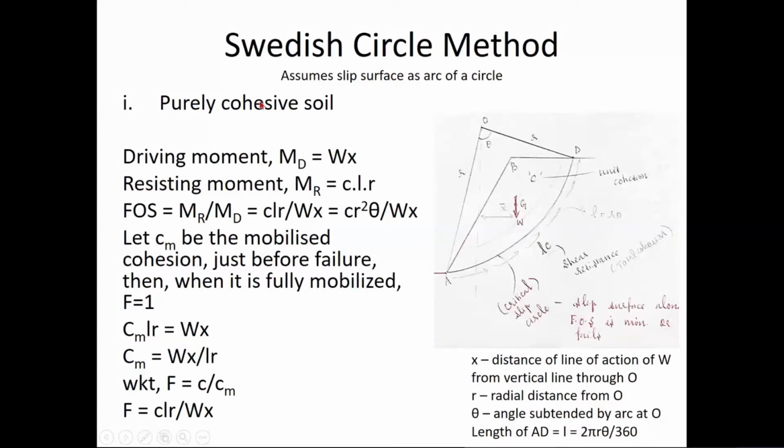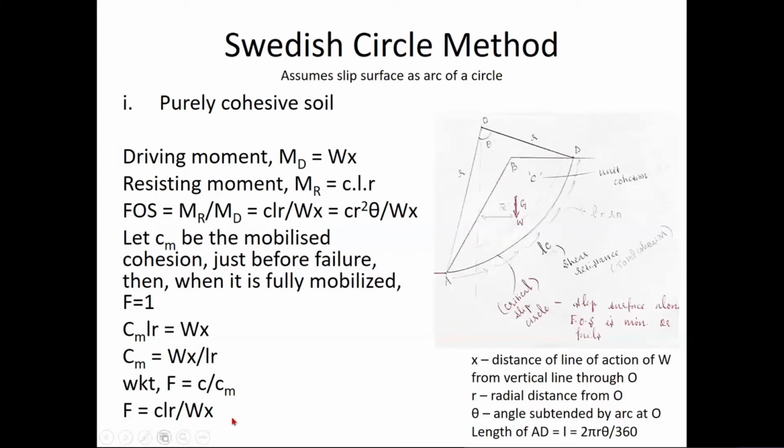So in the case of purely cohesive soil, the factor of safety with respect to cohesion and the true factor of safety are the same, isn't it? Fc is equal to F in the case of purely cohesive soil. So F is equal to C by Cm, and the equation is F equals CLr by Wx. So my factor of safety in the Swedish circle method is CLr by Wx, and the factor of safety with respect to cohesion is the same as the true factor of safety, because the soil doesn't have an angle of internal friction. Is that clear?